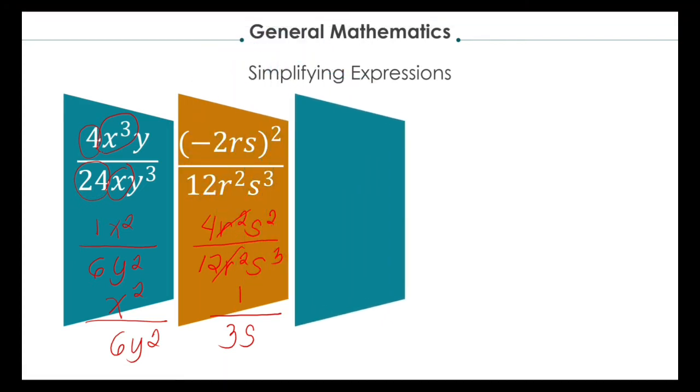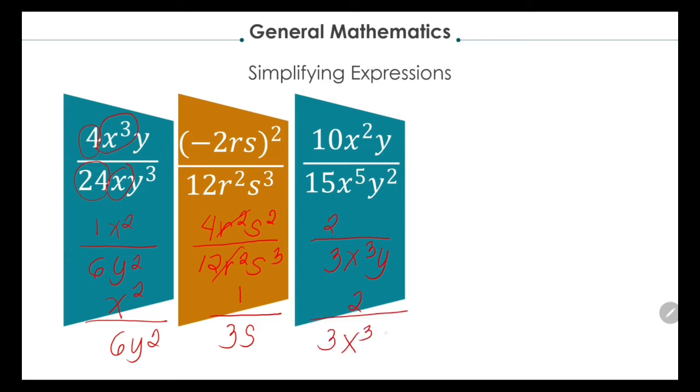So, next example, we have 10x squared y all over 15x raised to 5y squared. So, dahil alam na natin yung process in simplifying expression, what do you think is the answer? So, we have 2 all over 3. Then, we have x cubed on the denominator and y on the denominator. So, we have the final answer as 2 all over 3x cubed y.